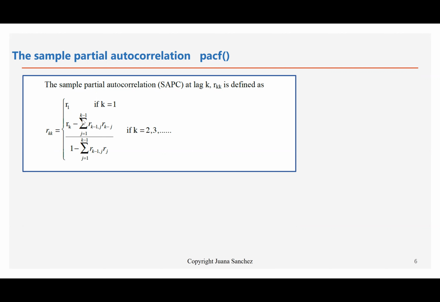Minus, you have to do several iterations, for j equal 1 to 1 in this case. So R sub 2 minus R sub 1 squared, divided by 1 minus this operation. So it's kind of tedious to calculate. And the other R sub kj's, the ones that are also going to be partial autocorrelations, are calculated using this iterative kind of algorithm.